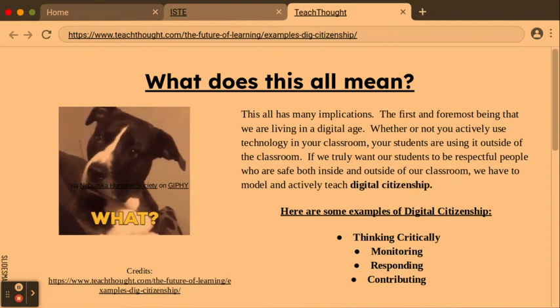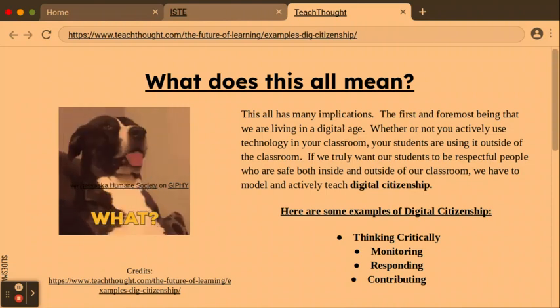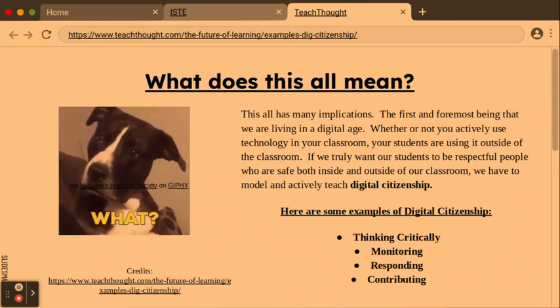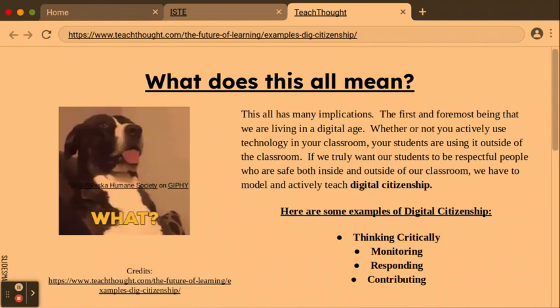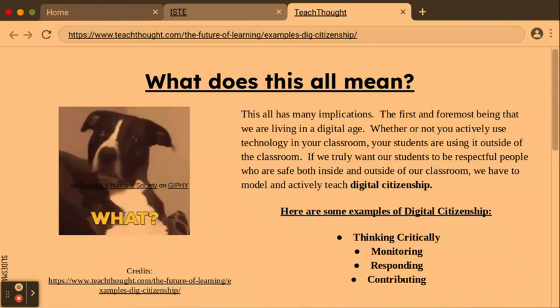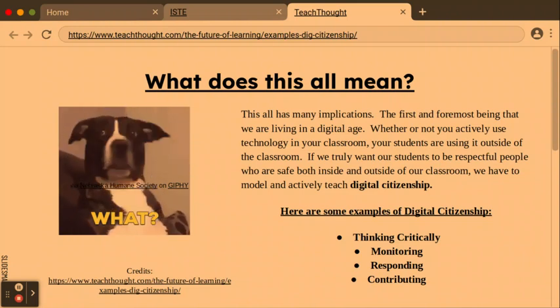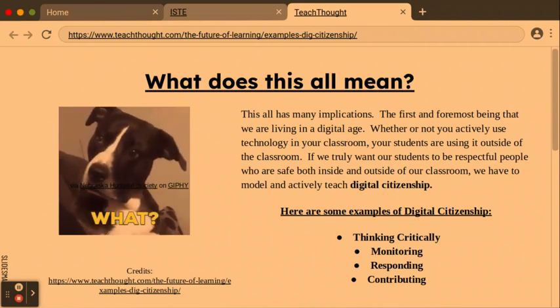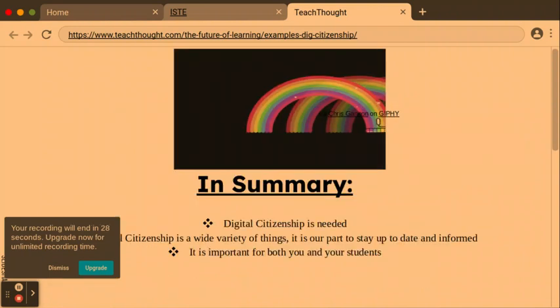So, what does this all mean? It has many implications. The first and foremost is we have to accept we're living in a digital age. Whether you're actively using technology in your classroom or not, your students are more than likely using it, whether inside or outside of the room. So if we truly want our students to be respectful people who are safe, we have to model and actively teach about digital citizenship. And I left some examples on the slide.